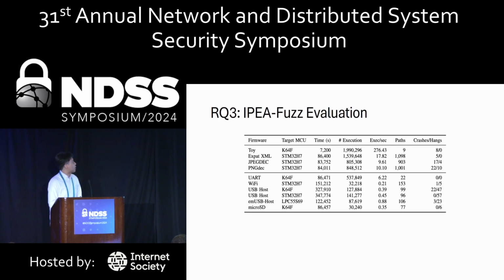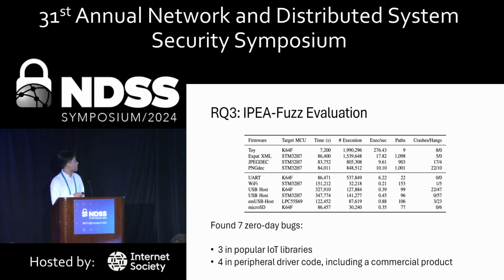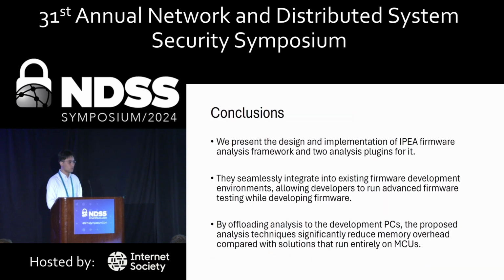To answer the third question, we carried out a fuzzing campaign over 24 hours with three IoT libraries and six peripheral driver codes. We finally found 7 bugs: 3 bugs were found in the IoT libraries, and 4 bugs were found in the peripheral driver code, including a commercial product. So in conclusion, we present the design and the implementation of the IPEA firmware analysis framework and two analysis plugins for it.